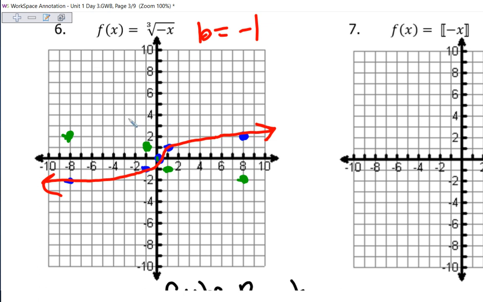Now again, the origin, can you reflect the point that's on the axis over it? No. So if it's on the axis, it does not move.